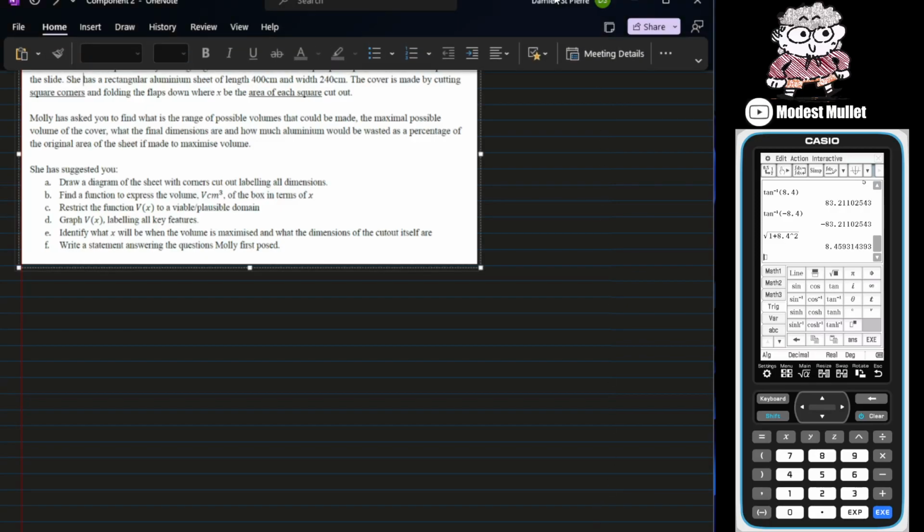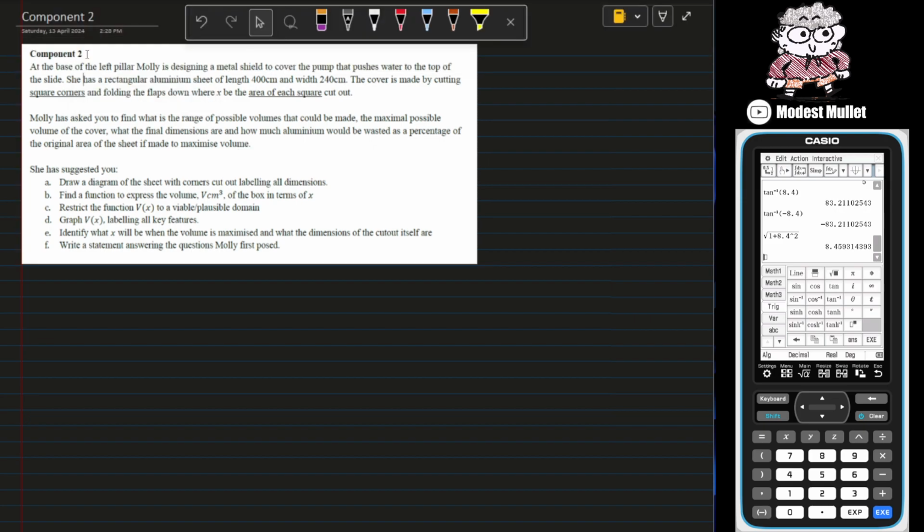Hey team, we will have a look now at component 2 of the Unit 1 practice exam on functions, relations and polynomials. So it's written here, component 2: at the base of the left pillar, so based on the prior component where there was a length of slide and we had some pillars supporting it, at the base of the left pillar, Molly is designing a metal shield to cover the pump that pushes water to the top of the slide.